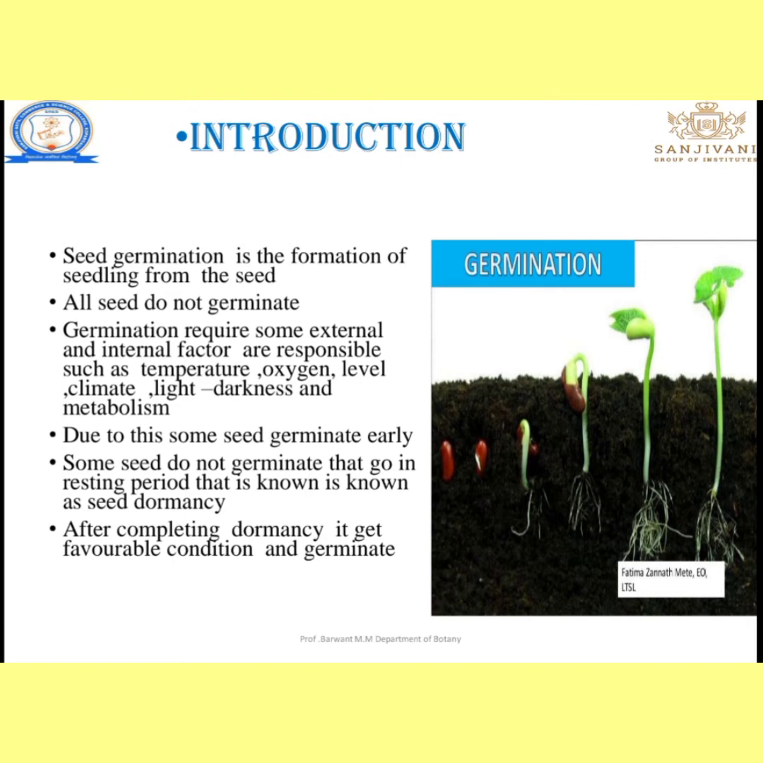Another factor, the external factor, light and temperature, if they do not provide the minimum for germination, the seed does not germinate; it goes under the resting period. And some seeds get every favorable condition, due to which that seed will germinate. And those seeds that do not germinate go under dormancy. Dormancy ends with the favorable condition of the seed, in which the seed will germinate.